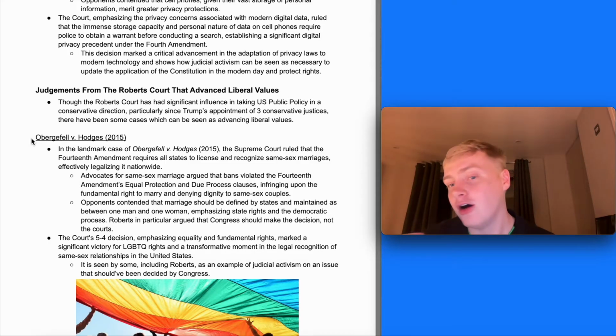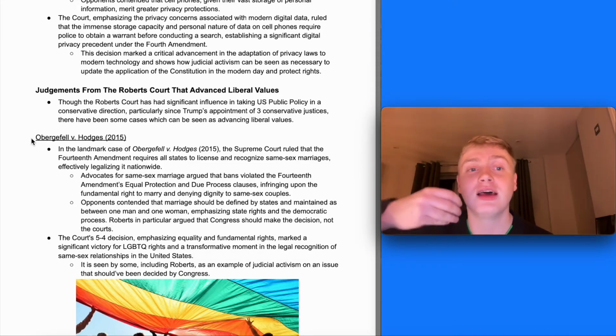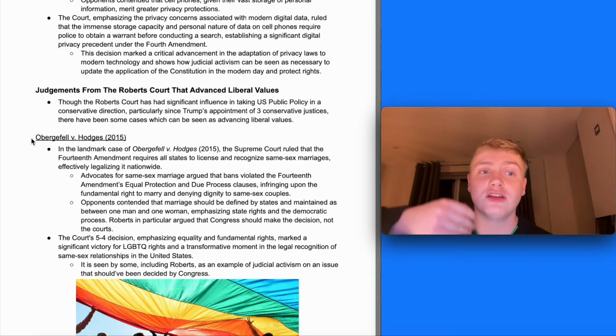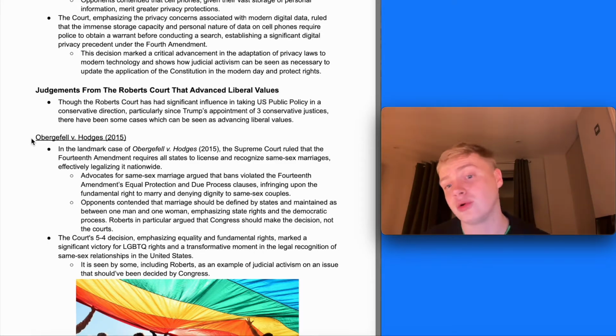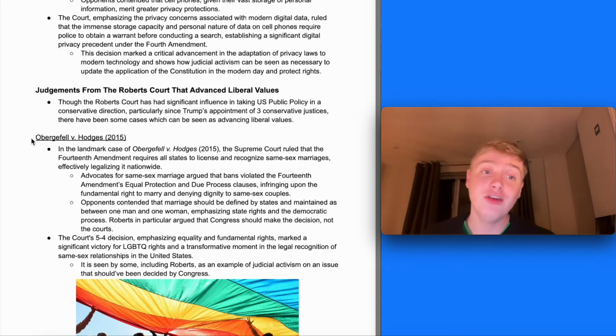So it can be argued that this shows how judicial activism can be seen as necessary to update the application of the Constitution in the modern day and to protect rights. Apart from that last one, these were a number of key Roberts Court decisions that advanced conservative positions. On the other hand, it must be noted there have been a number of rulings under the Roberts Court that advance liberal values, despite the fact there's been a conservative majority.